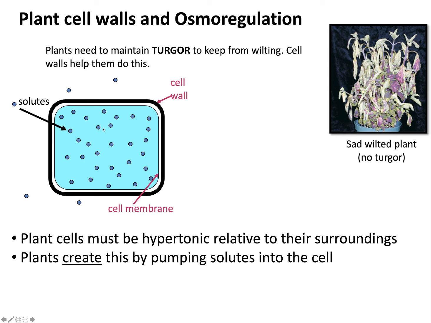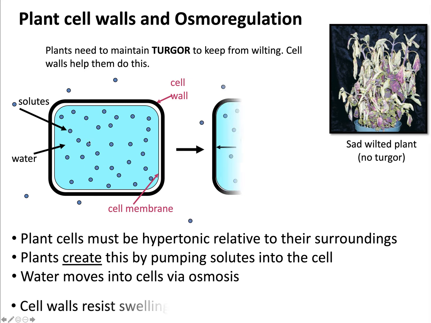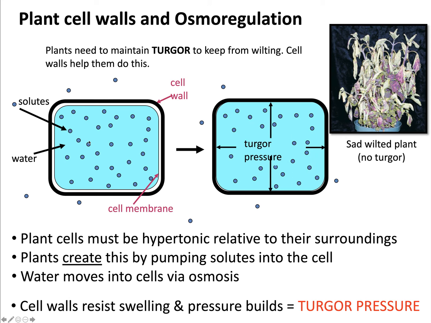And by maintaining that hypertonic environment, water by osmosis is going to have a net movement into those cells. When water moves into those cells, it causes the cell to expand. And when it expands, it increases this turgor pressure against the cell wall. So we talked about this in fungi.